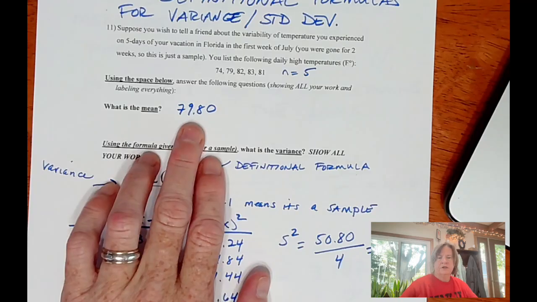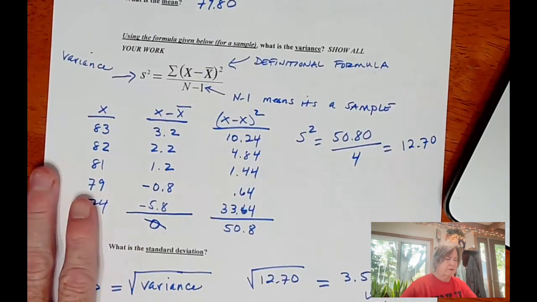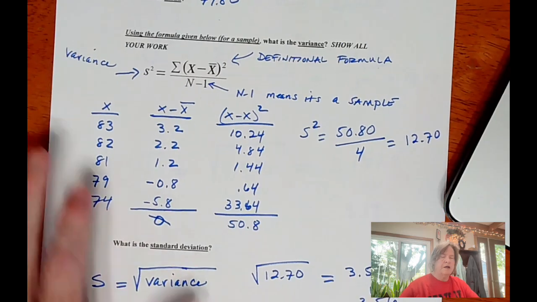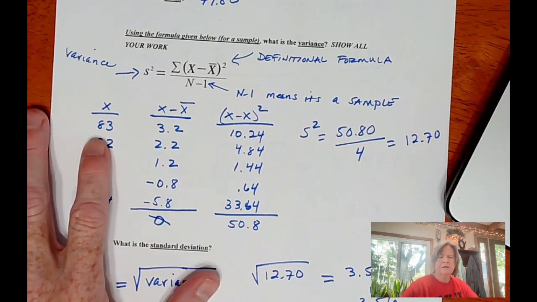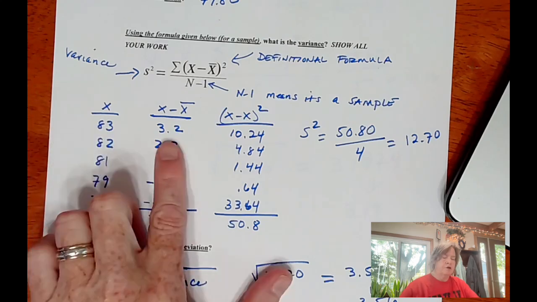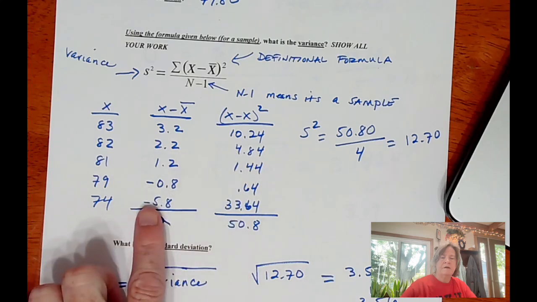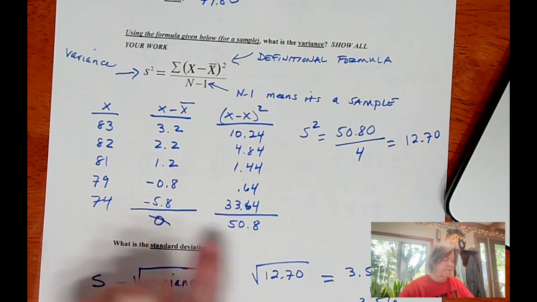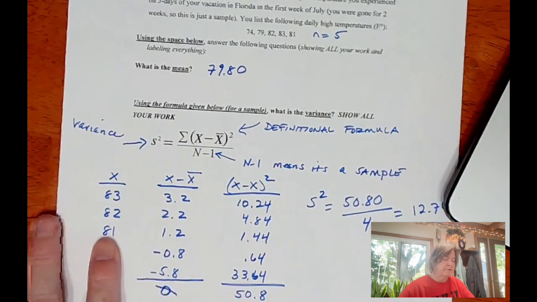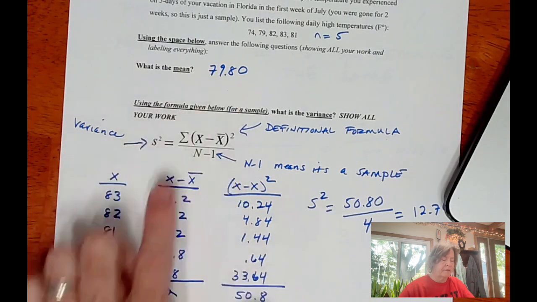All right, so now this is just a matter of doing the math. 83 minus 79.8 gives us 3.2. While I'm in here doing the 3.2, I go ahead and square it, and that gives me 10.24. 82 minus 79.8 gives us 2.2. So all I'm doing here is taking this score, the 81, and subtracting 79.8 out of it, and that gives me these values.